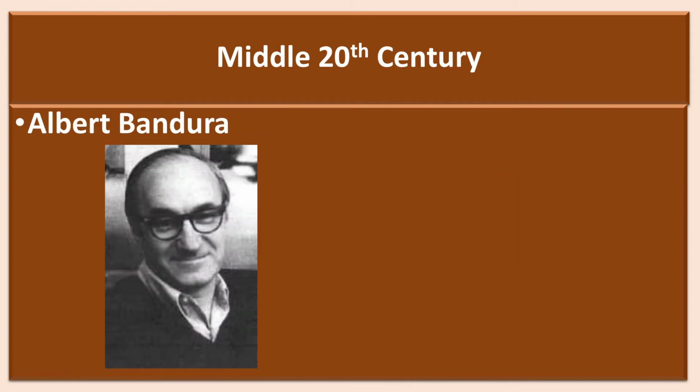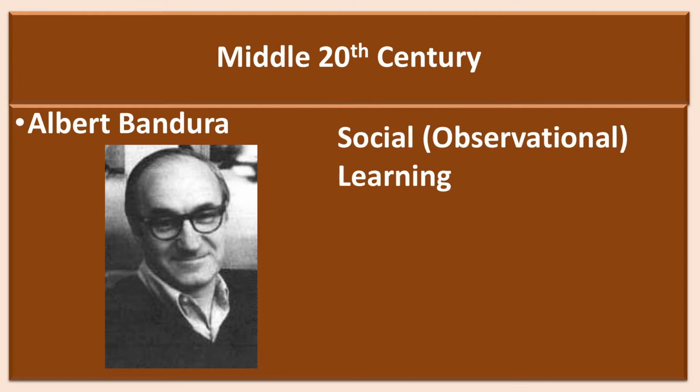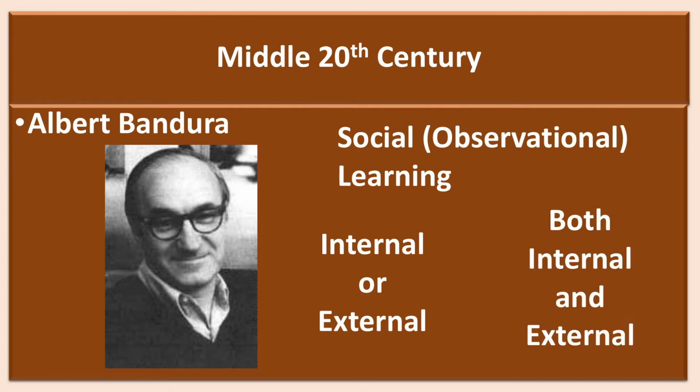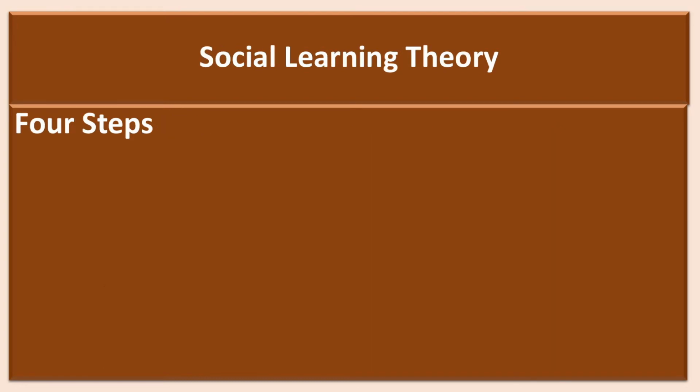Into this mix entered Albert Bandura and his version of social learning theory, which was also labeled as observational learning. Bandura said that the argument over whether internal or external factors were more important for human learning missed a basic point, because empirical evidence showed that both internal and external factors were important. His social learning theory had 4 steps.